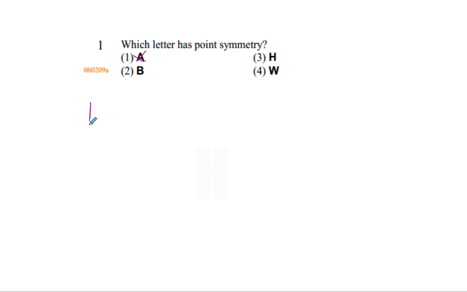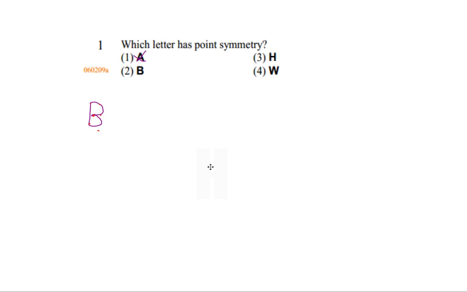The B certainly does not. In other words, if I took the letter B, and if you decide that you want the central point to be here, this point on B, if I reflected it across here, would be outside the B. This point over here might reflect onto the B over here, but this point of the B, when reflected over this point, would be somewhere over here, so that does not. W also does not have point symmetry.